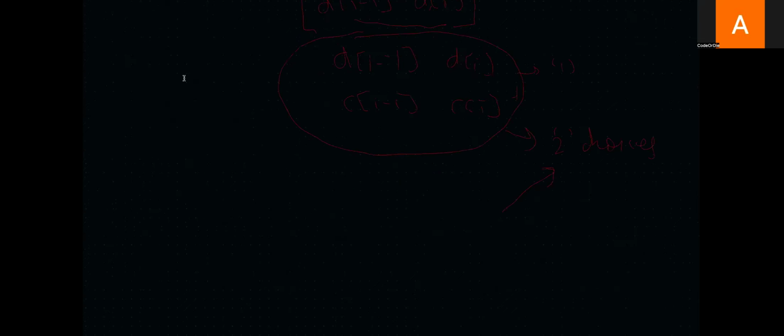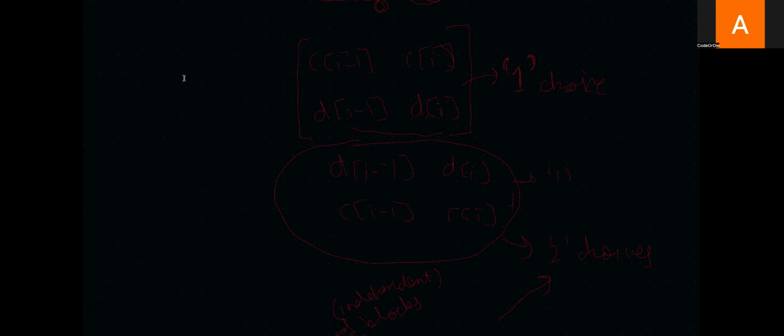We have the total number of ways as 2 to the power of the number of independent blocks. Because in independent blocks, we just have two choices. In the dependent blocks, you can never put anything in front of ci minus 1 or in front of di minus 1. You will have to put di here and you will have to put ci here. You don't have any option. You are helpless.